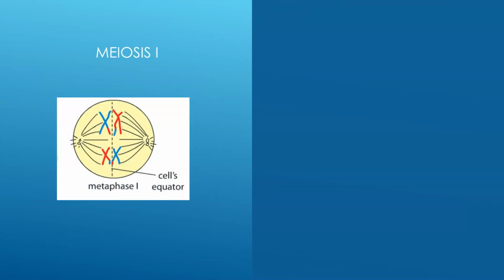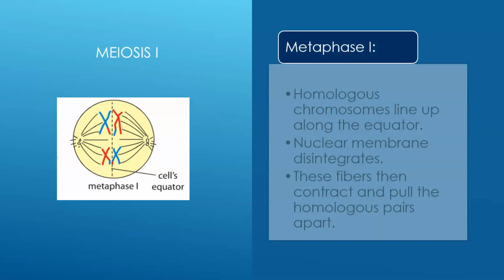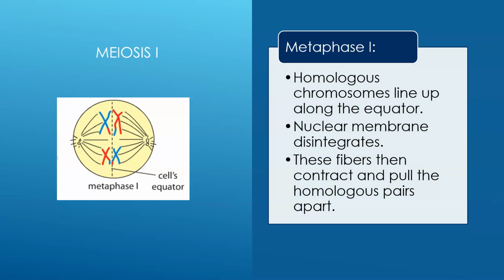Now let's move on to metaphase 1. During the first metaphase, our homologous chromosomes have lined up along the equator. The nuclear membrane has now disintegrated, and the fibres then contract and pull the homologous pairs apart. So the fibres have joined to the chromosomes, and now they're contracting and pulling our homologous pair apart.